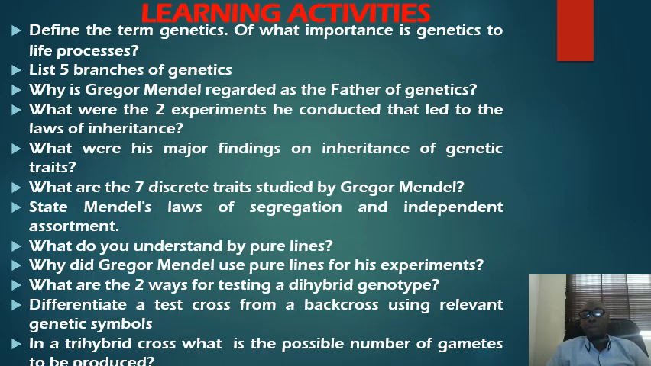What do you understand by pure lines, and why did he use pure lines for his experiment? What are the 2 ways for testing a hybrid genotype? You should be able to differentiate a test cross from a back cross using relevant genetic symbols. And in a trihybrid cross, you should be able to give the possible number of gametes to be produced.